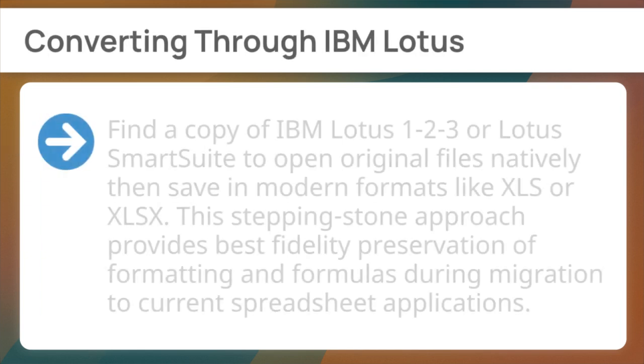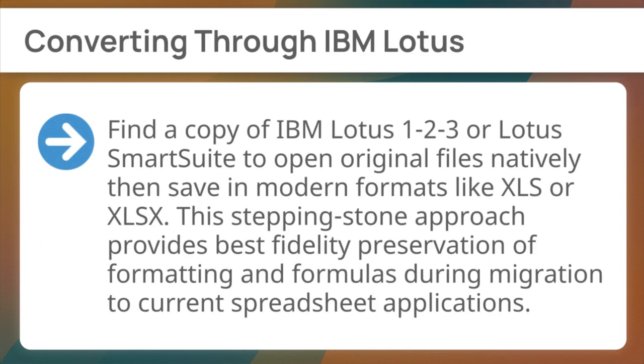Next, converting through IBM Lotus. Find a copy of IBM Lotus 1-2-3 or Lotus SmartSuite to open original files natively, then save in modern formats like XLS or XLSX. This stepping stone approach provides best fidelity preservation of formatting and formulas during migration to current spreadsheet applications.